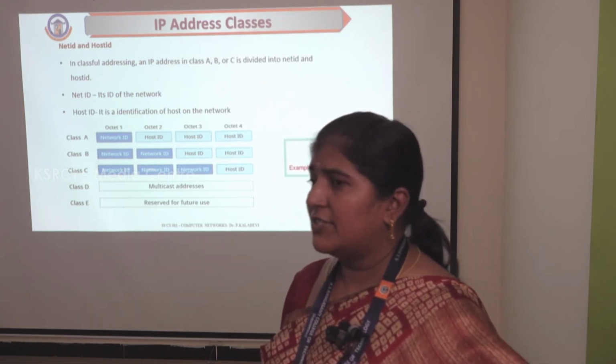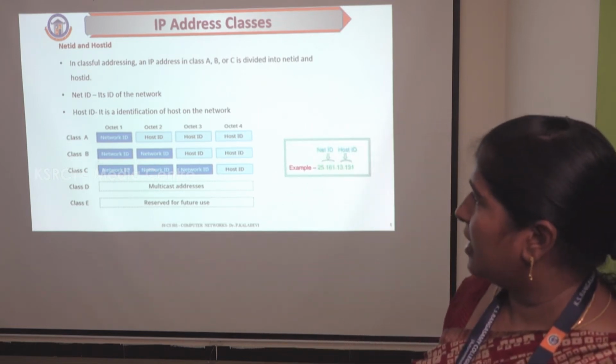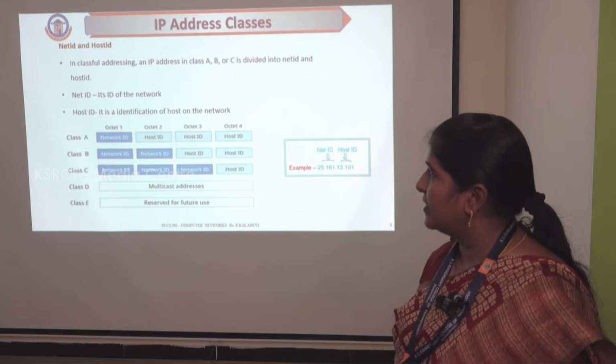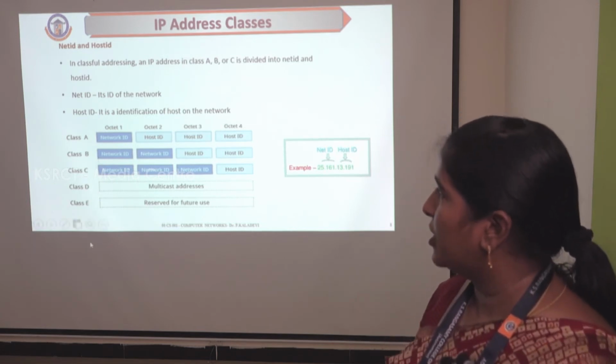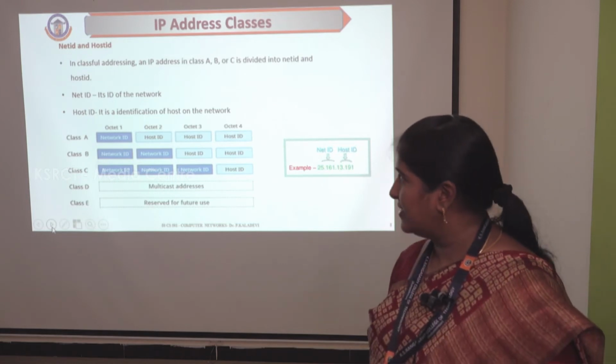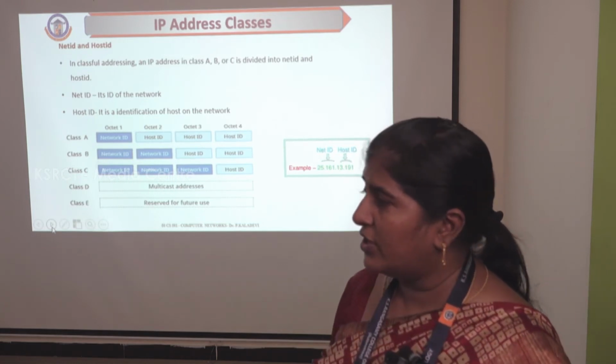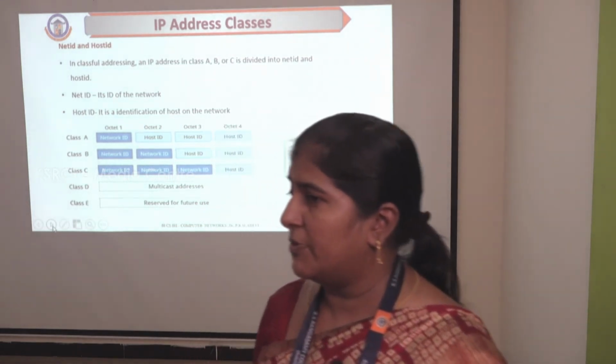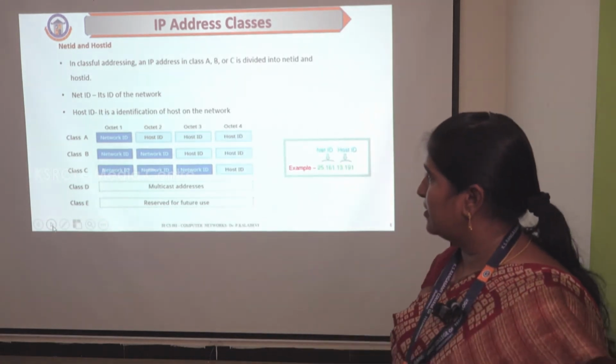Class D addresses start with 224. If the IP address starts with 224, that address is called a multicast address. Class D is reserved for multicast addresses, and class E addresses are reserved for future purposes, which can be experimental or research purposes.